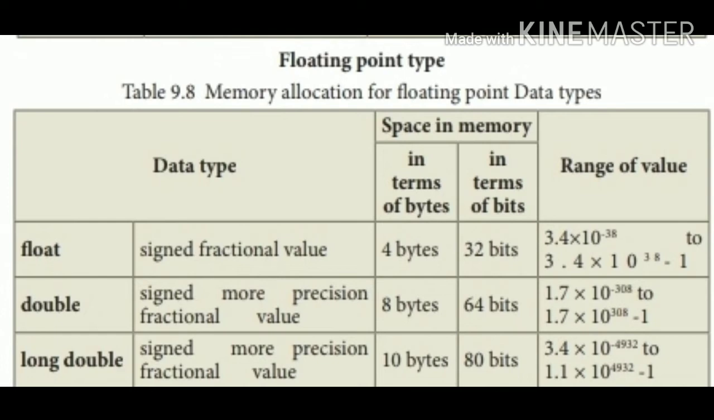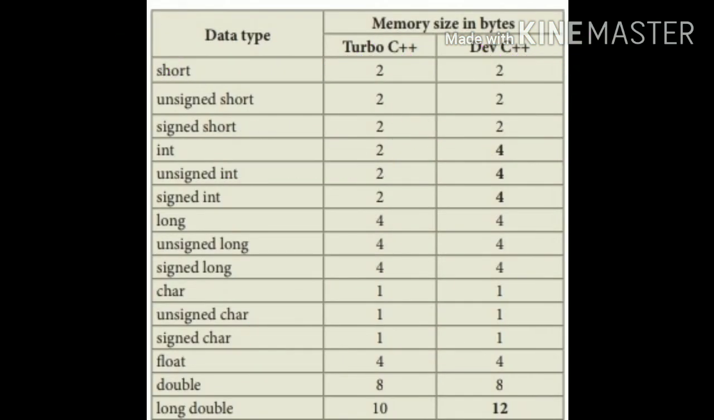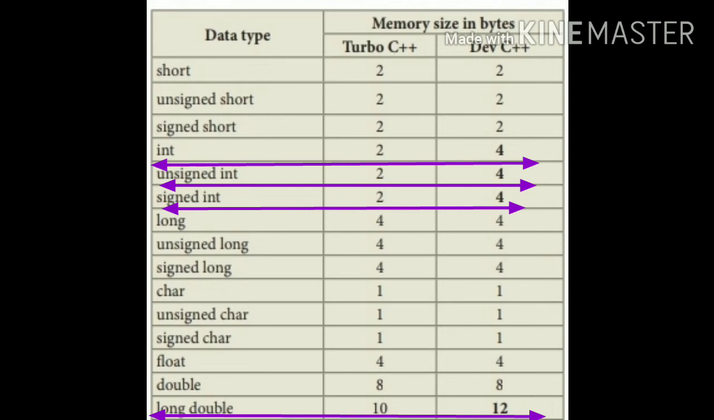The memory allocation sometimes differs from one compiler to another. For example, this table shows the difference between Turbo C++ and Dev C++ allocation of memory. There is a slight variation for these two compilers, for example, int and long double. Int in Turbo C++ is 2, but in Dev C++ it is 4, which is the same for unsigned int and signed int. Long double in Turbo C++ is 10, while in Dev C++ the memory allocation for long double is 12. This is the main difference between Turbo C++ and Dev C++.